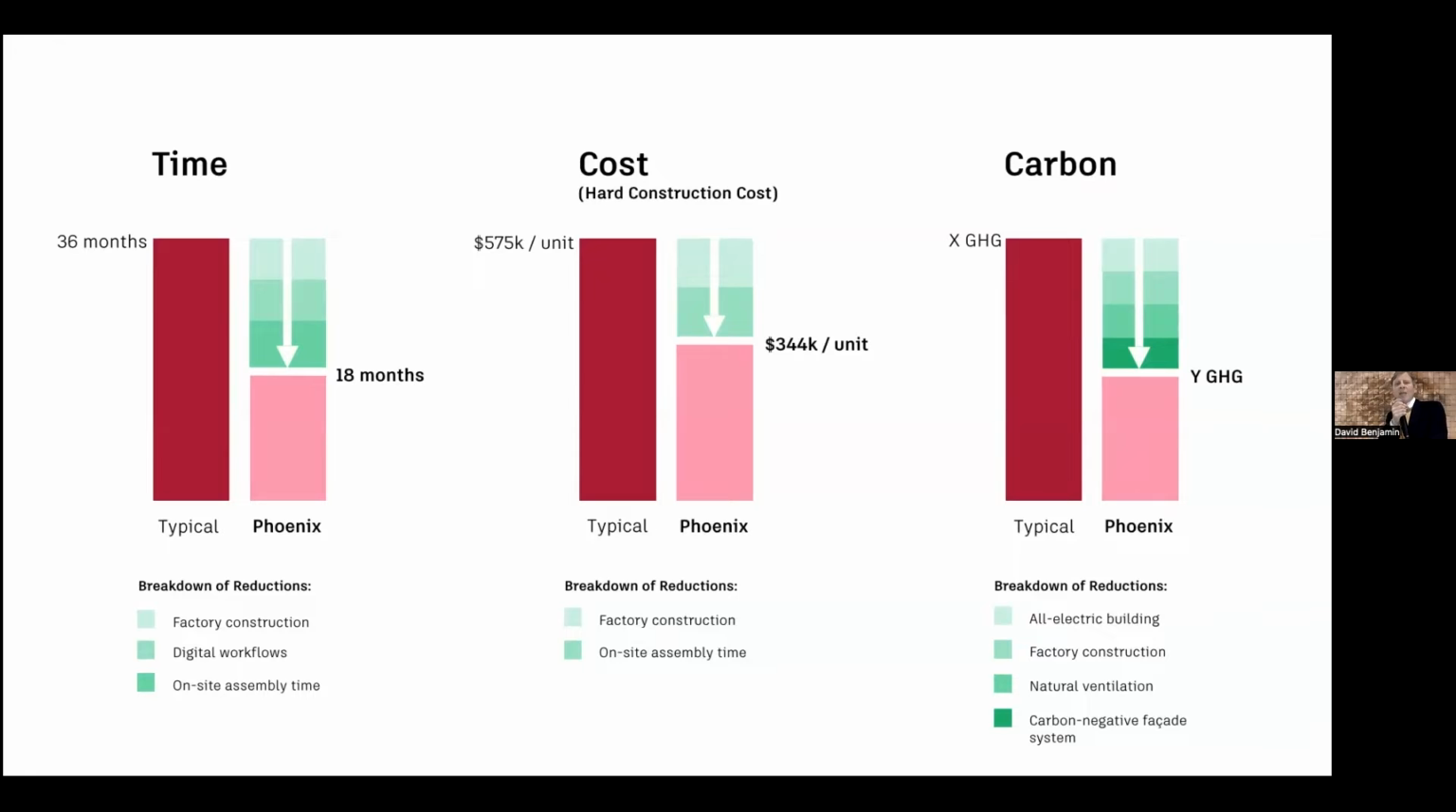So for time, this project, Phoenix, is going to be about 50% less than a typical project. For cost, it's going to be about 40% less. In both cases, this is mainly due to factory construction, also to digital workflows and reusable design intelligence, and to some degree through some government funding. For carbon, this project we think is going to be about 60% less than a typical project.